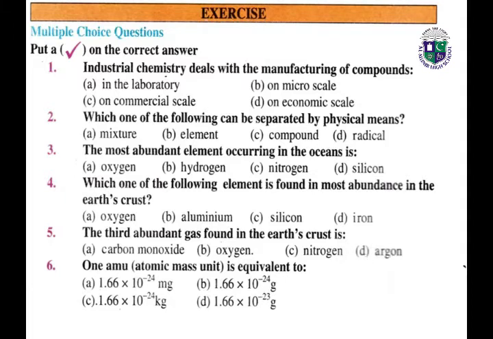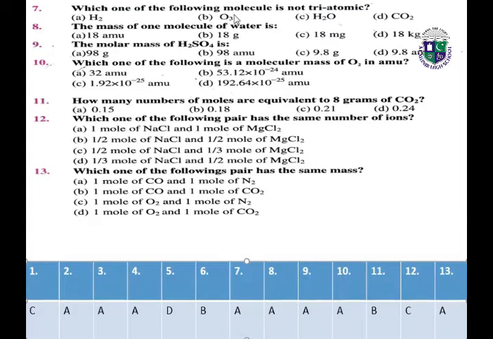argon. Number 6, 1 AMU atomic mass unit is equivalent to, the correct answer is B, 1.66 into 10 with power minus 24 grams. Next, students, seven, which one of the following molecule is not triatomic? The correct answer is A, H2. The mass of one molecule of water is, the correct answer is A, 18 AMU atomic mass unit.